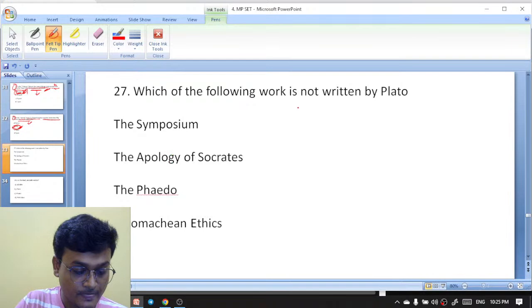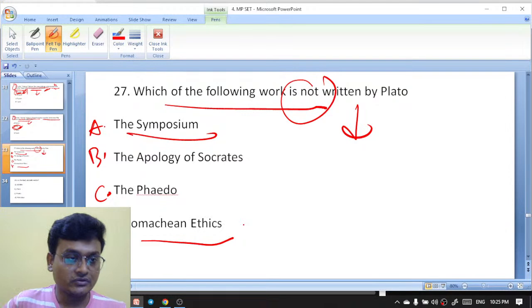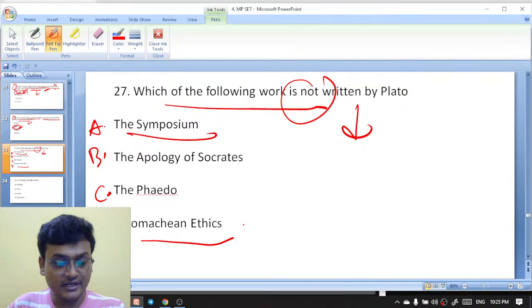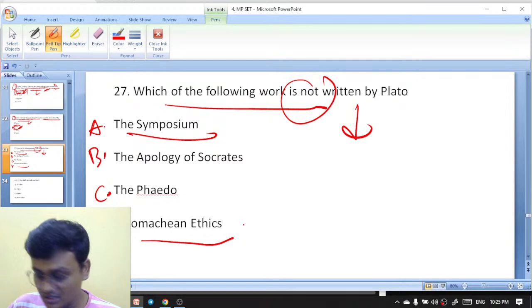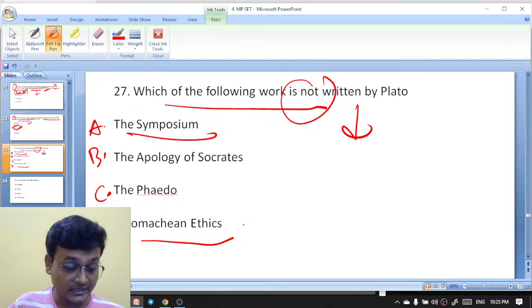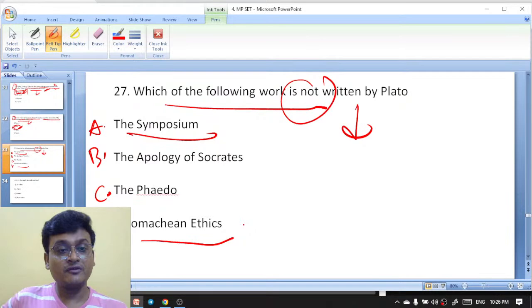Okay. Excellent, excellent, Vipra. Which of the following works is not written by Plato? The Symposium, the Apology of Socrates, the Phaedo, or the Nicomachean Ethics. You may say, which work has Plato not written? Which of the following is not written by Plato?